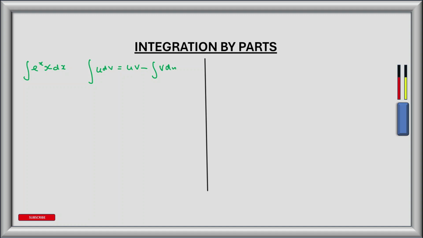So let's pick u. Let's say u is equal to x in this case, and let's say dv is equal to the rest of the expression, which is equal to e to the x dx. So du by dx, we differentiate it, we get 1. So du is equal to dx, and v is the integral of e to the x dx, which is equal to e to the x.